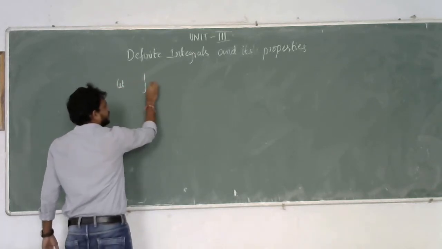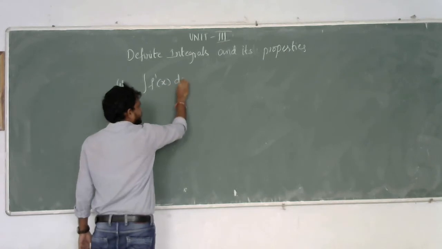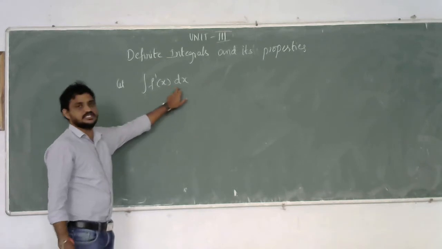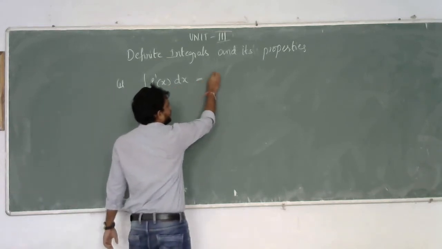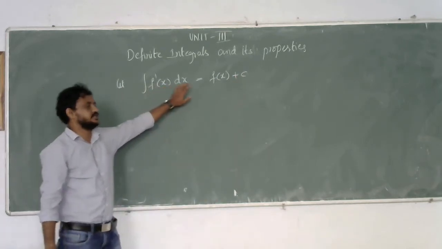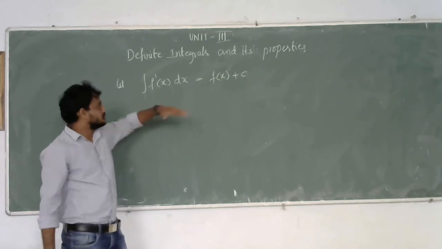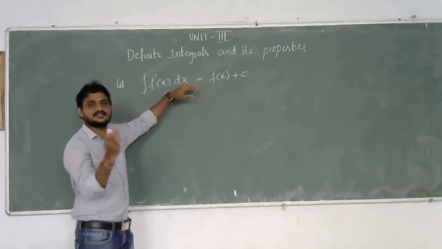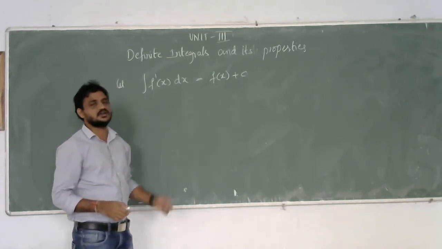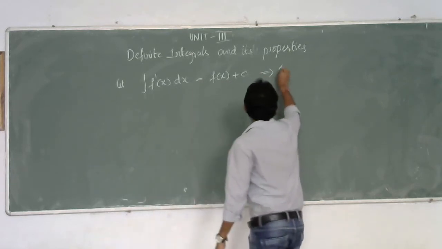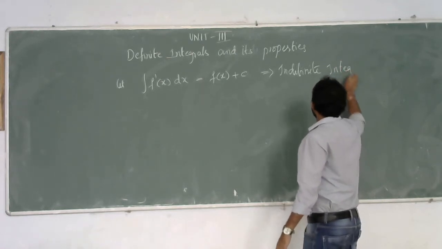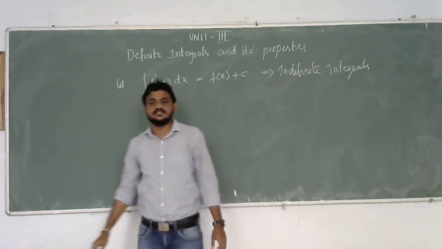Let us take a function f dash of x and integrate this function. Integral of f dash of x into dx is what? We all know that it is f of x plus c. So these type of integrals we have already discussed in previous sessions, in Unit 1 and in Unit 2. These type of integrals are called indefinite integrals, correct?